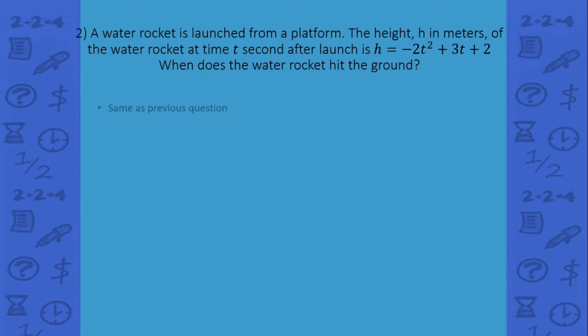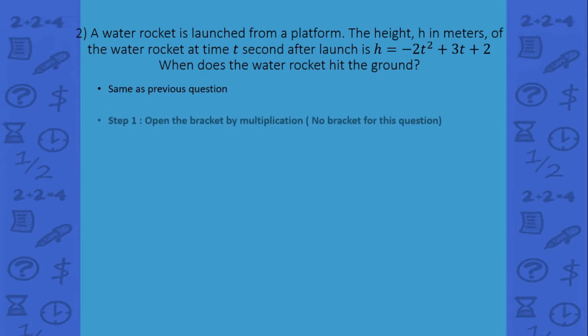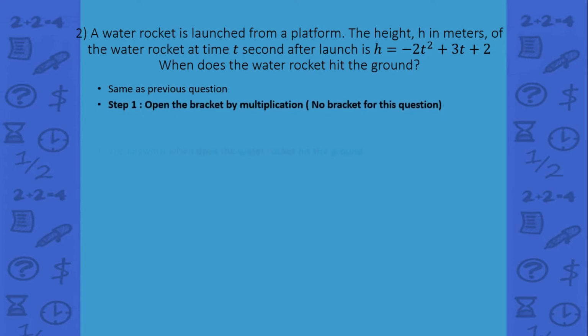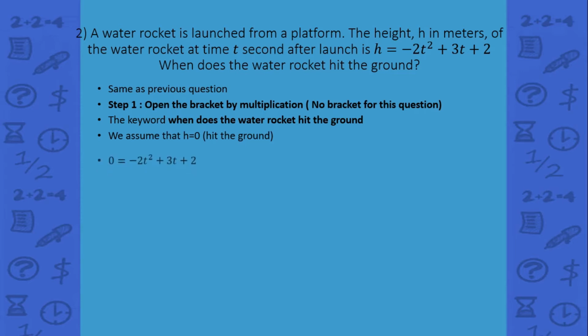This is the same as the previous question. We start with step 1, open the bracket by multiplication. No bracket for this question. The question gives the keyword, when does the water rocket hit the ground? So we assume that h equals 0 when the water rocket hits the ground.